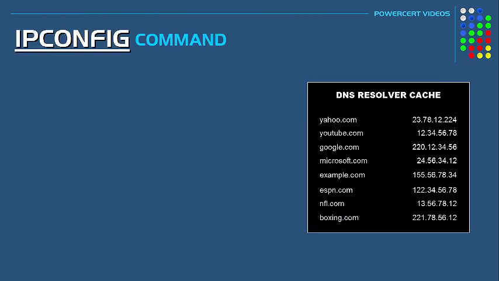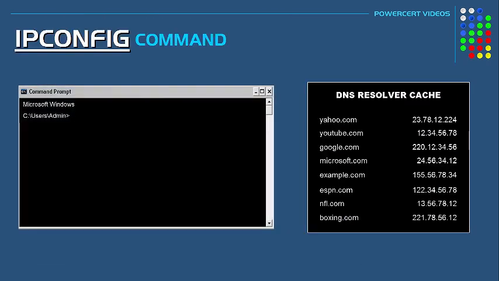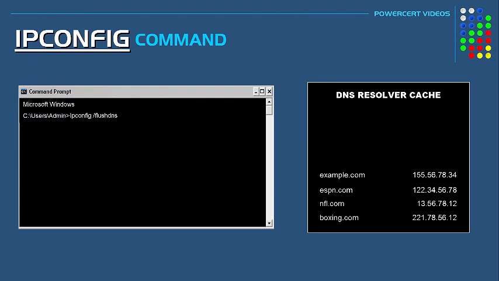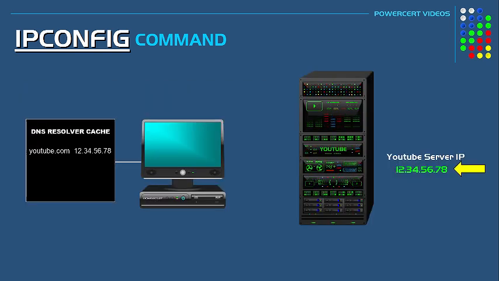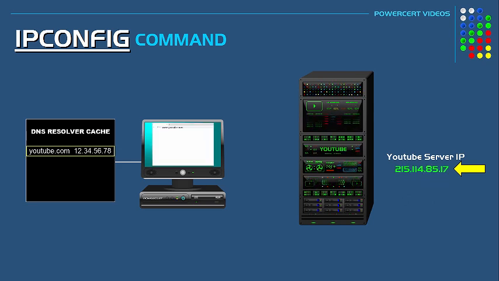Now, even though caching these web addresses is a good thing, there are some instances where you should flush your DNS cache. And one reason is if you're having a problem accessing certain websites. So for example, if youtube.com has changed their IP address, and if your DNS cache is still storing the old IP address, then you won't be able to access YouTube because the DNS cache on your computer is outdated.